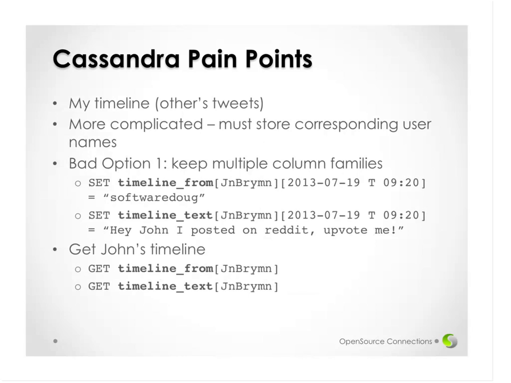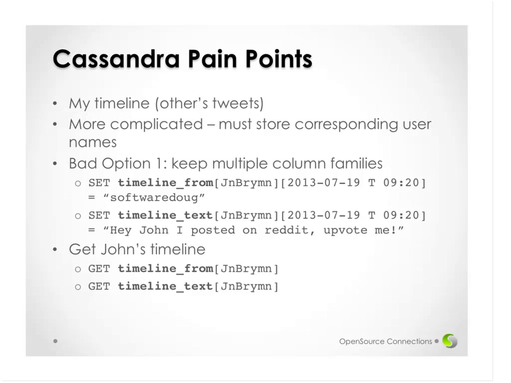So bad option number one. Maybe it's okay to create two tables. One that stores the people that sent the tweets, and another that stores the text of the tweets itself. So if I'm following my colleague, Doug, then I could insert his name in the John Berryman row of the timeline from column family at the appropriate time. And similarly, I submit his text in the John Berryman row at the same time.